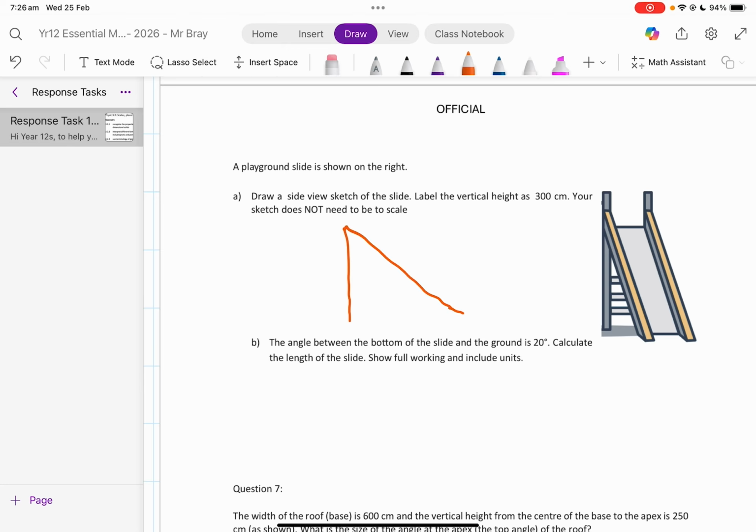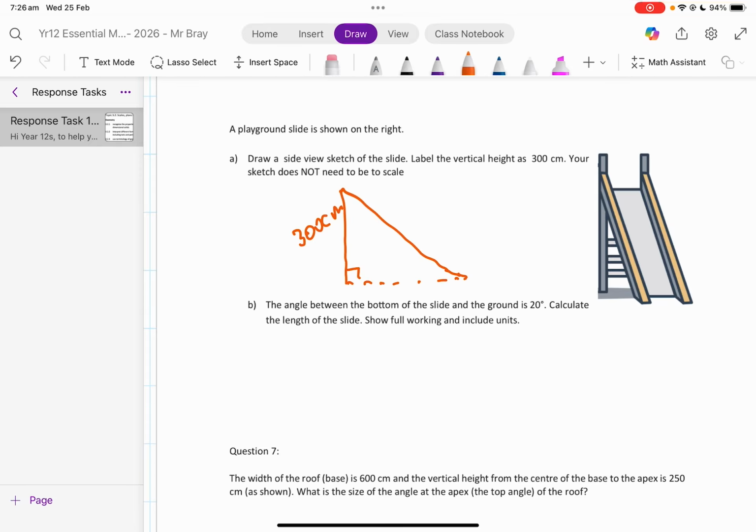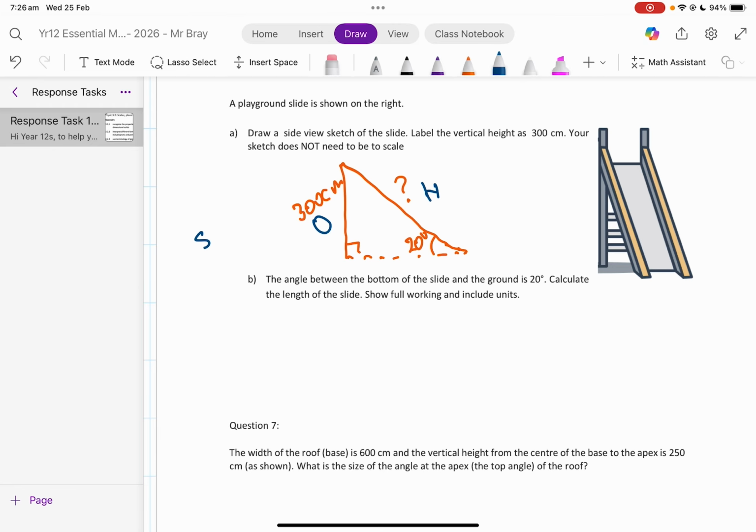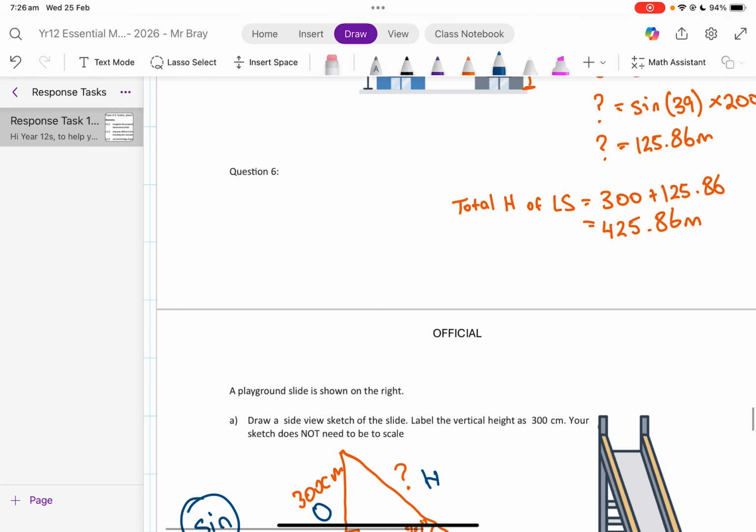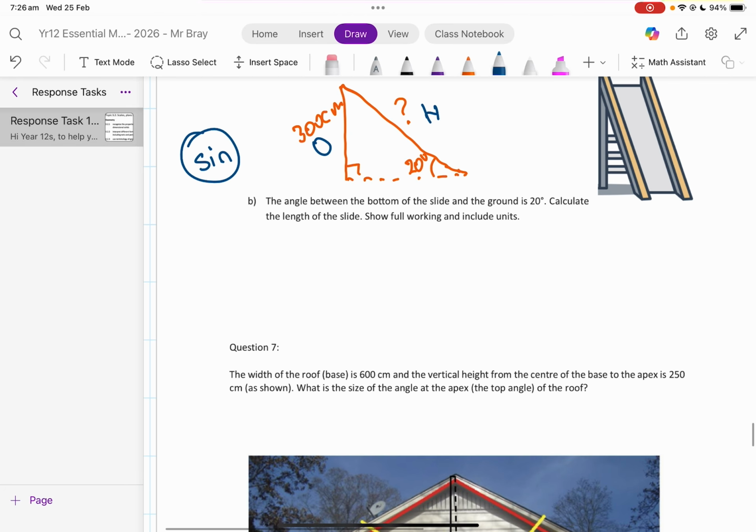Okay. There we go, side view of the slide, and there's the floor at a 90-degree angle. The vertical height is 300 centimeters. The angle between the bottom of the slide and the ground is 20 degrees. We're asked to calculate the length of the slide. Show full working and include units. So we have opposite, hypotenuse. So once again, we're going to be using sine. It's part of SOHCAHTOA, because we got opposite and hypotenuse. Just a reminder, you should have your pyramids handy with O, H, and sine.